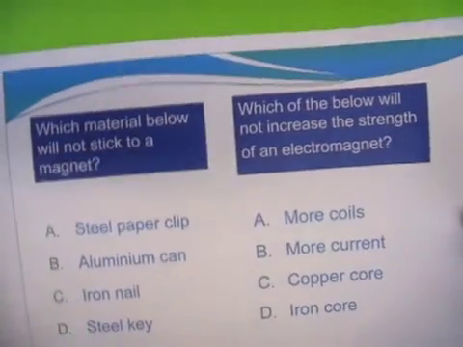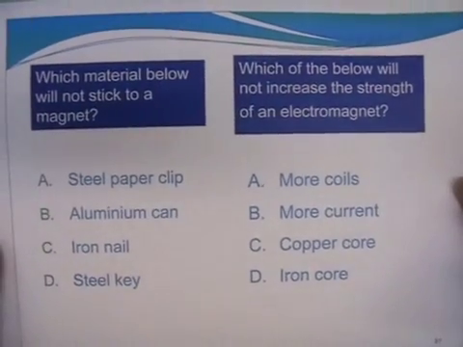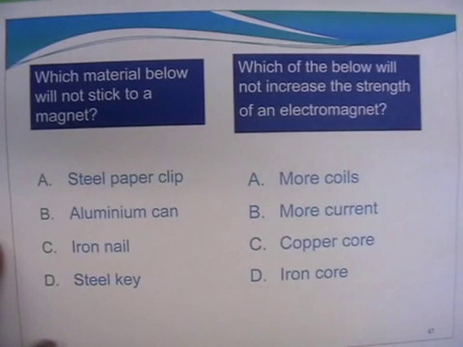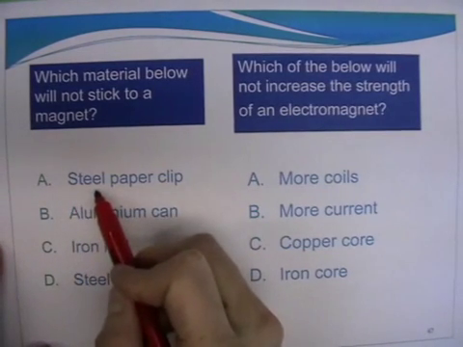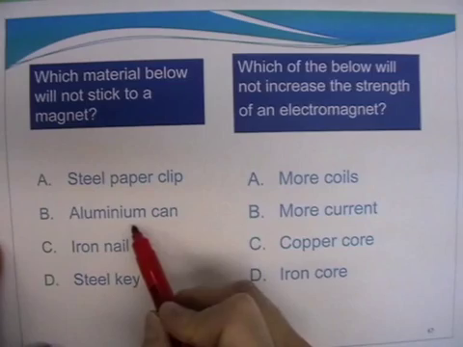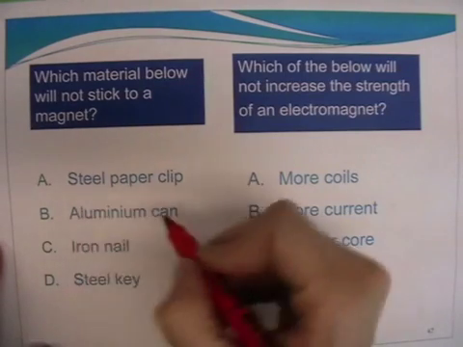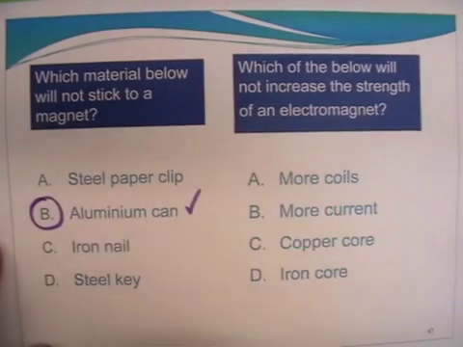So these are just a few wee questions here. Which material below will not stick to a magnet? So you've got steel, you know that it's magnetic. Aluminium, you know, isn't. Iron is, steel is, so the answer there is B.